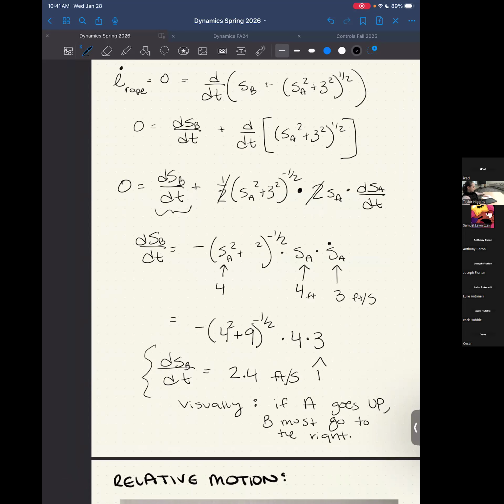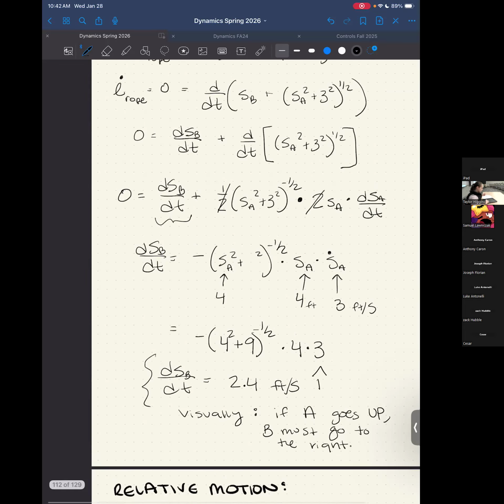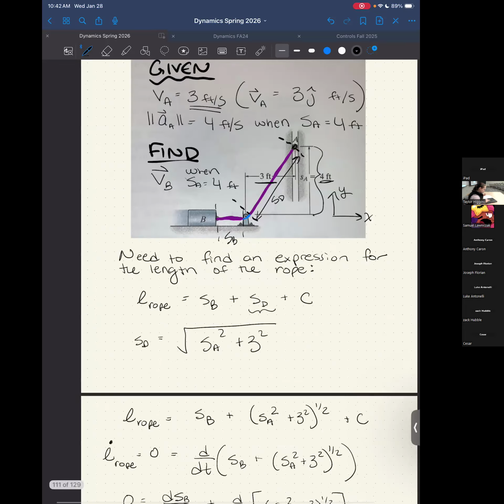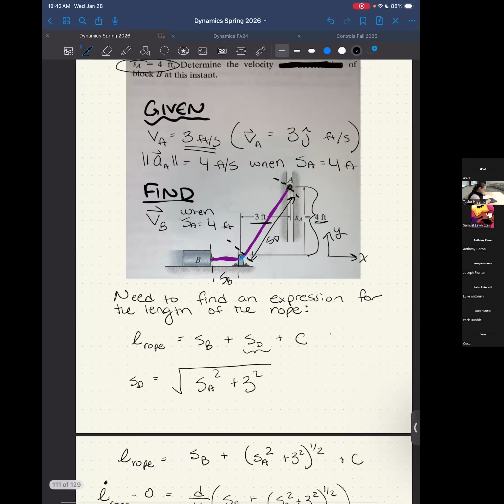How we feeling now? How was that one? Yep, Thomas? Can you explain getting the equation for the rope? Yeah, absolutely. I don't understand the C. Oh, the C? Okay, yeah. So the C is just this blue part.